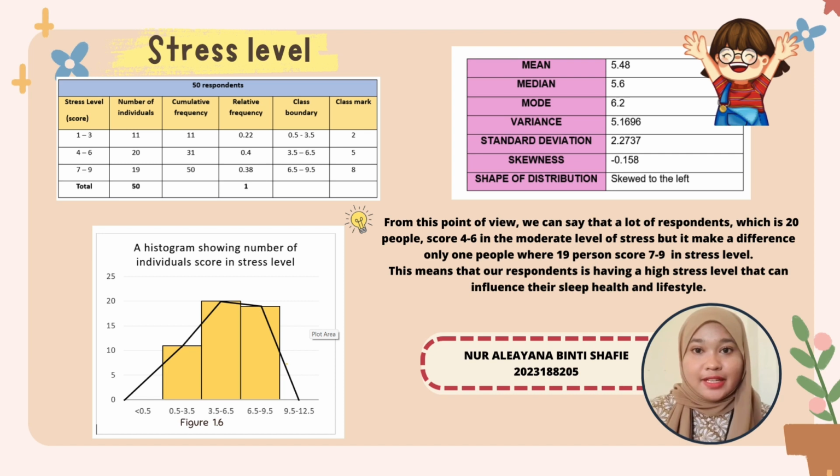Then we move on to the findings for the stress level score. Among our respondents, the most, which is 20 people, score 4 to 6, the moderate level of stress. Next, 19 people score 7 to 9, the high level of stress. Then the balance of the 50 respondents, 11 people, score 1 to 3, the low level of stress. From this finding, we can say that the majority of them suffer from stress.